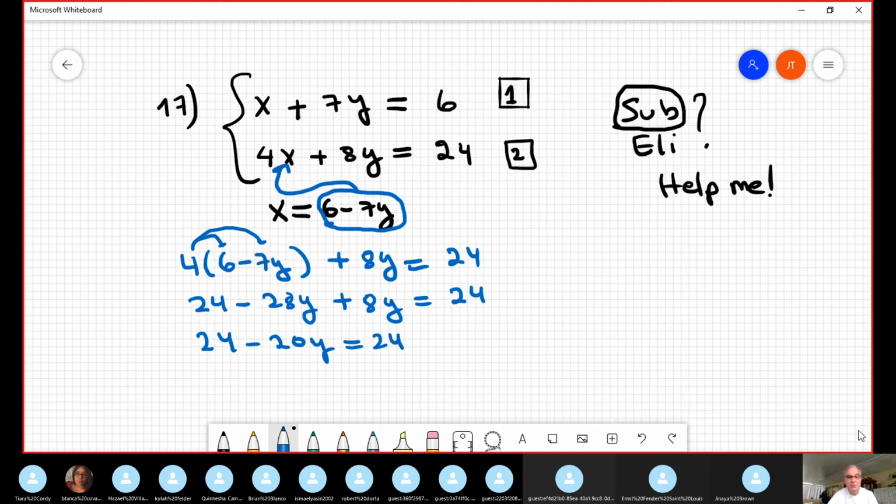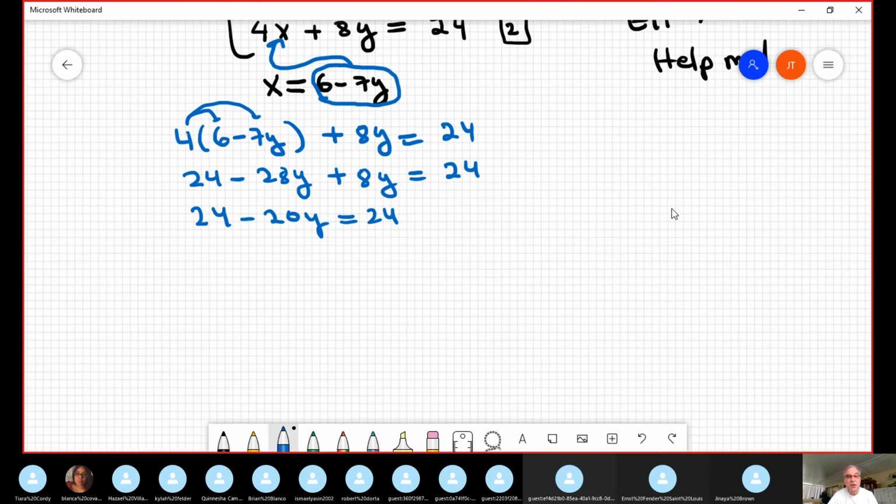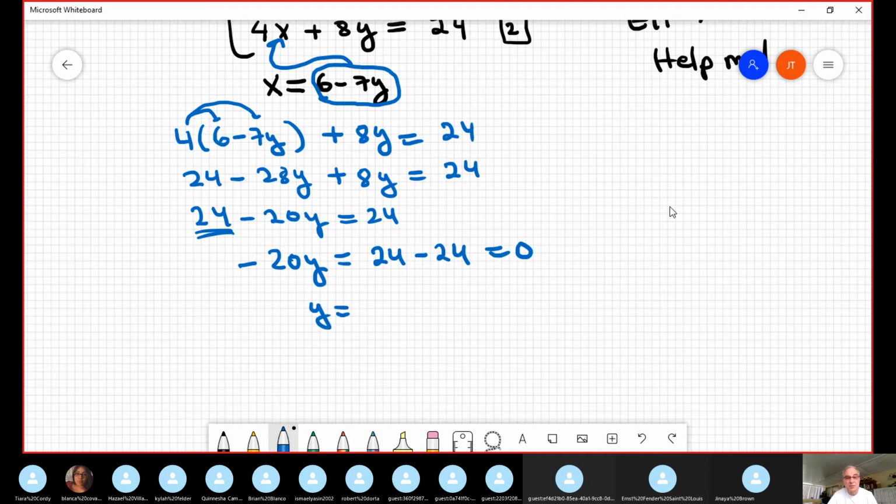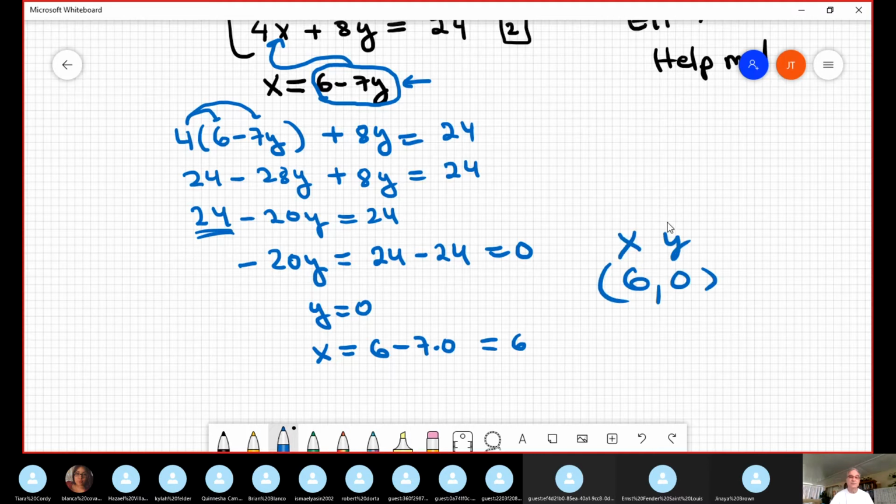Wow, surprise. Look at what happened now. When you try to isolate, it's minus 20y equal to 24 minus 24. Wow, it's 0. When I bring this 24 to the right-hand side, it's 0. So it's obvious that y is 0. And what about x? In my opinion, the easy way is this equation: 6 minus 7 times 0, because y is 0, the answer is 6. The solution pair is (6, 0). This is the x value, this is the y value. End of story.